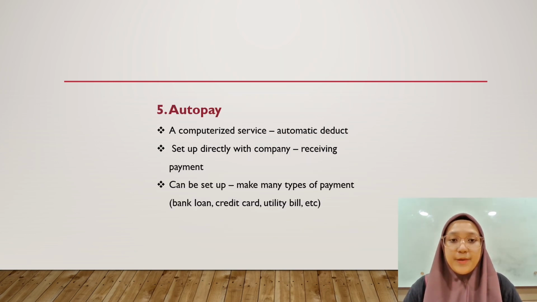Next is autopay. Autopay is a computerized service that automatically deducts a recurring payment from an individual's account, usually a checking, savings, or money market account, in time to meet a payment due date. Autopay can usually be set up directly with the company receiving payment or through the payment service of one's bank. Autopay can be set up to make many types of payment, including recurring payments for a bank loan, a credit card, or a utility bill. Using autopay for recurring bills ensures timely payments and the avoidance of late fees.